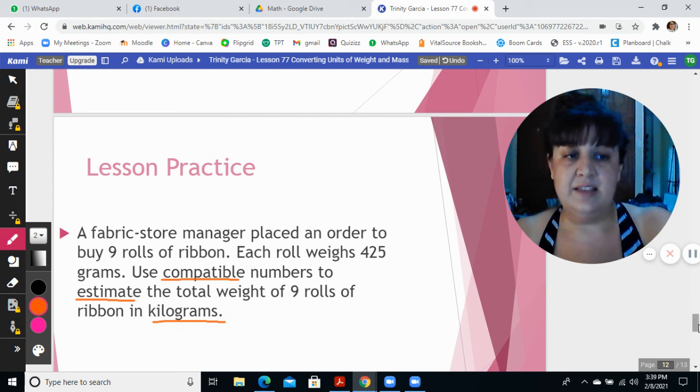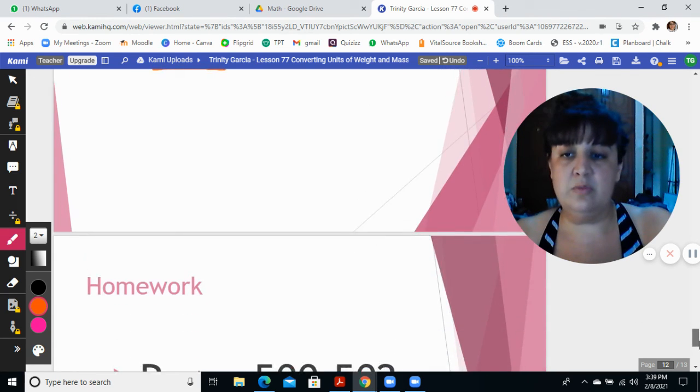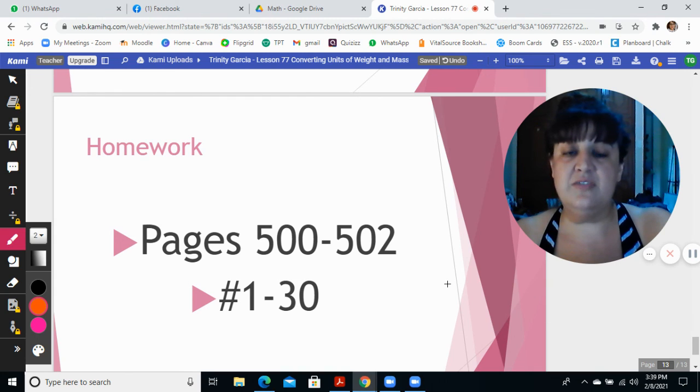All right, that is our class. So homework today is pages 500 to 502. You're going to do even numbers only, starting with number 2 to number 30. Even numbers only.